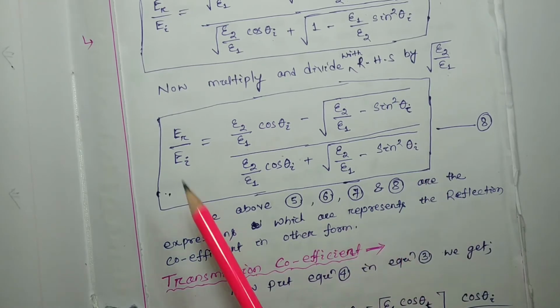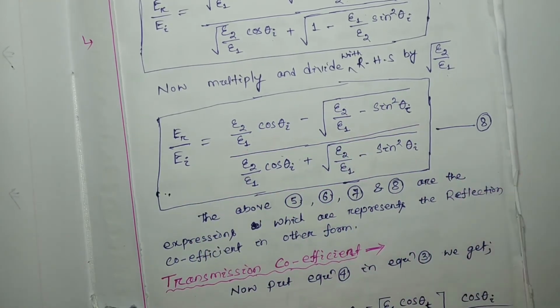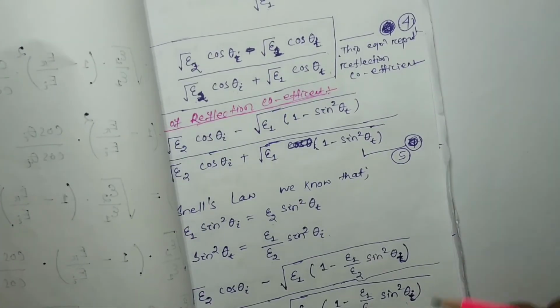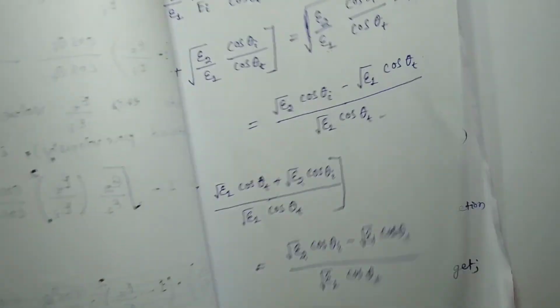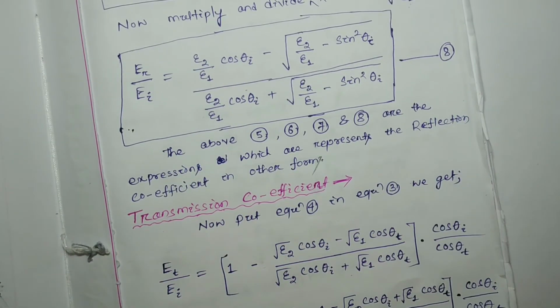So this is another form of your reflection coefficient. Let this be your equation number 8. So equations number 5, 6, 7, 8, whatever we discussed, are the expressions which represent the reflection.